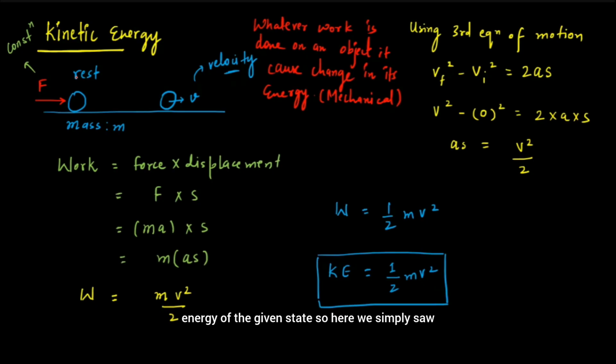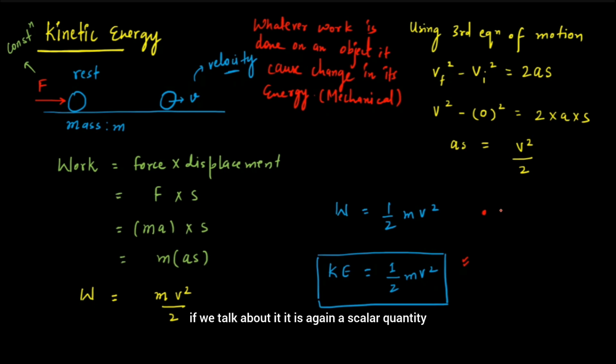So here we simply saw that if an object was initially at rest and we applied a constant force, that force not only changes its position, but also changes its energy, as after a certain point of time it got some velocity. So kinetic energy is something which can be written as half mv square.